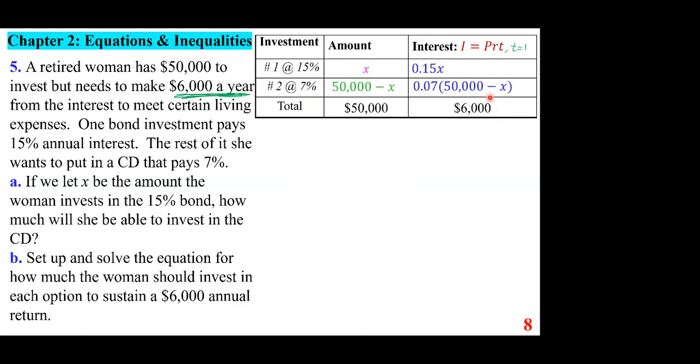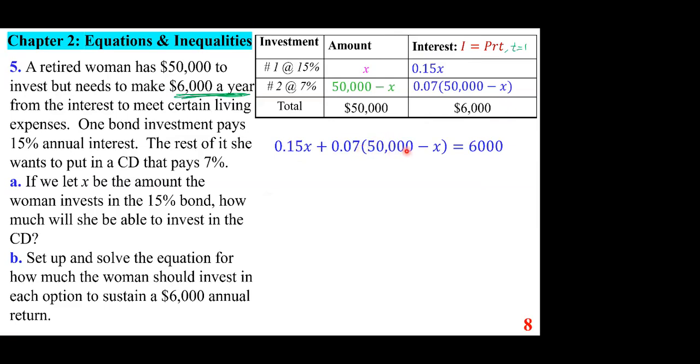We are hoping to get $6,000. So we are adding these two. And therefore, here's the equation. So we got the equation. Now we're going to solve. All right. This is 0.15x. We keep it, 0.07 times 50,000.